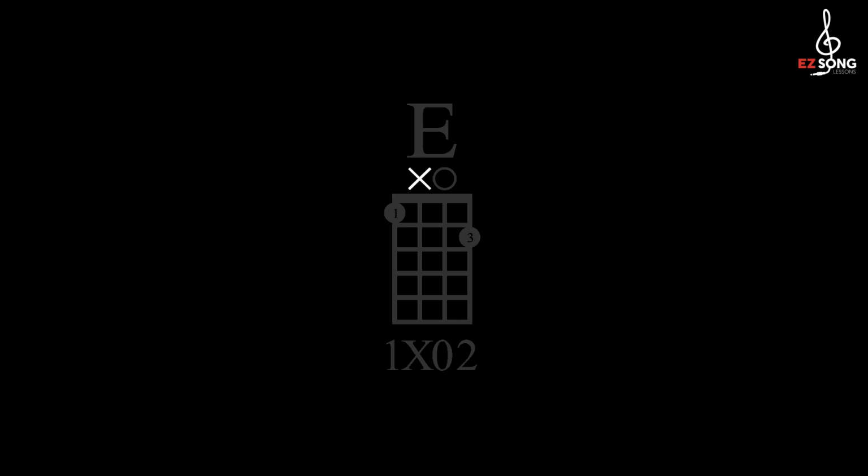X's and O's. An X above the bolded nut mark indicates a string you don't pick or strum. Alternatively, you may have to mute the string. An O in the same location means to play the string open, so without holding down a fret on that string.